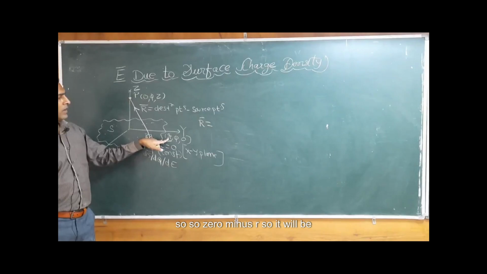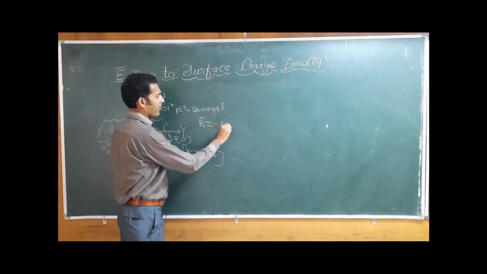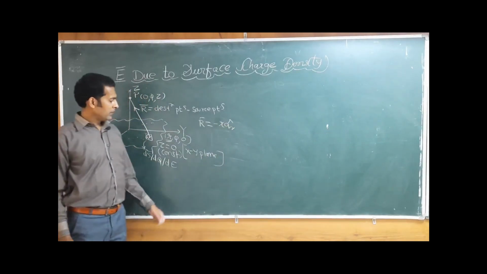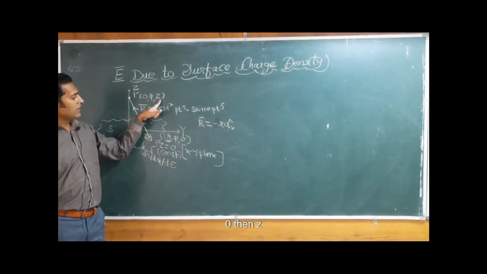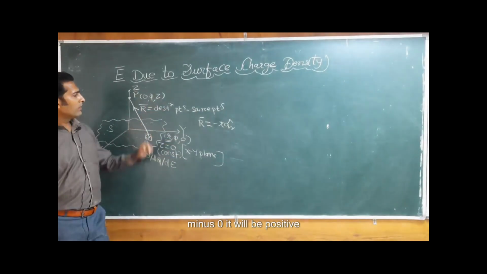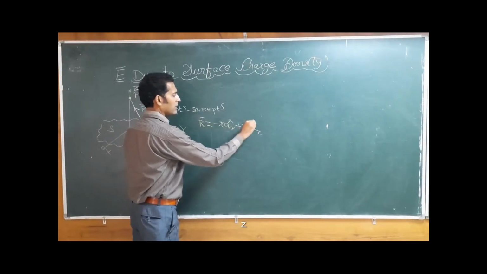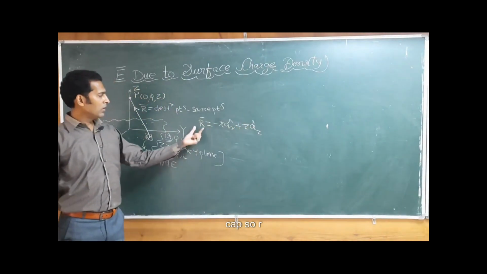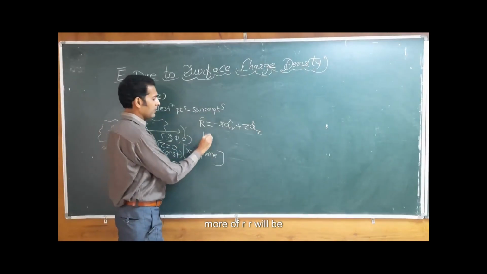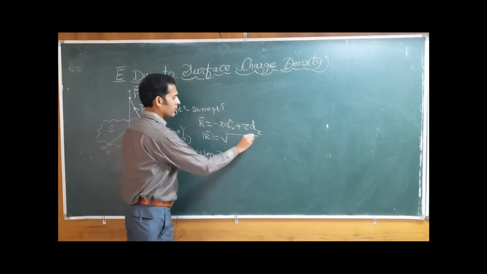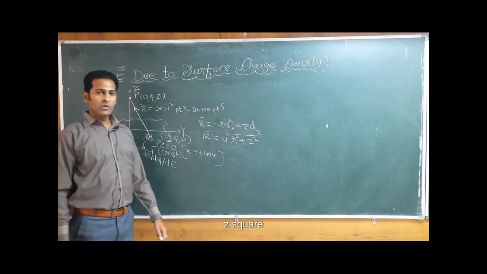So 0 minus r, it will be minus r ar cap. Then phi minus phi, it will be 0. Then z minus 0, it will be positive, so it will be plus z az cap. So this is our r bar. What will be mod of r bar? Mod of r bar will be square root of r square plus z square.